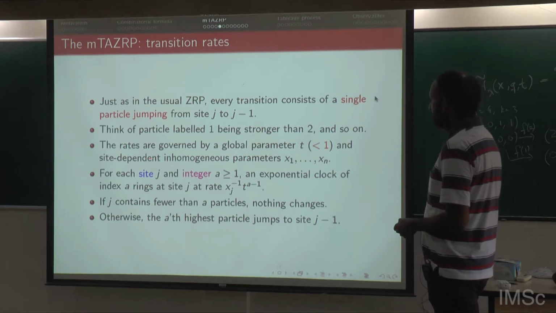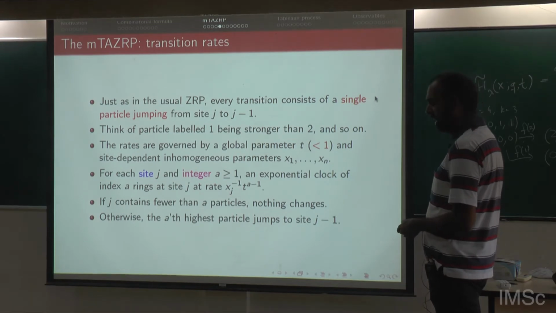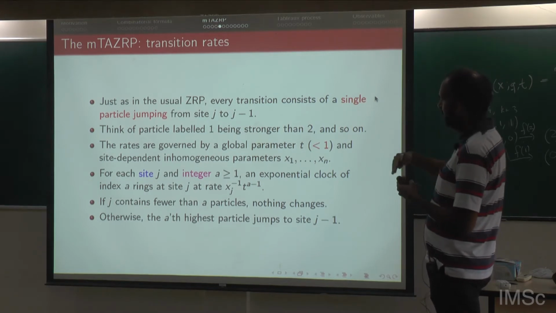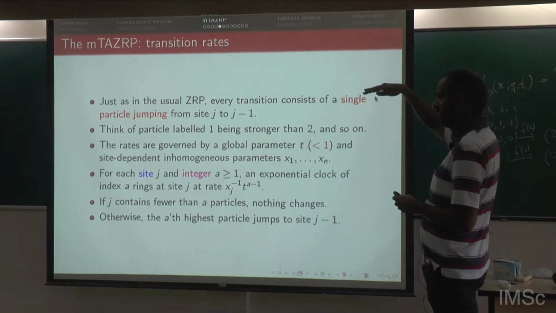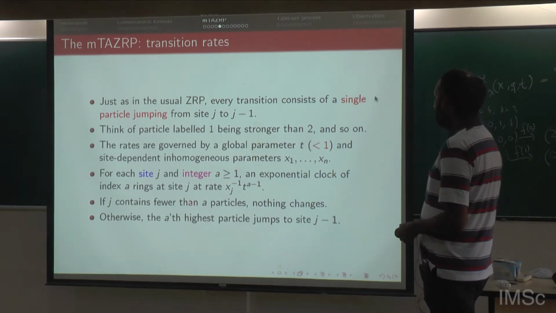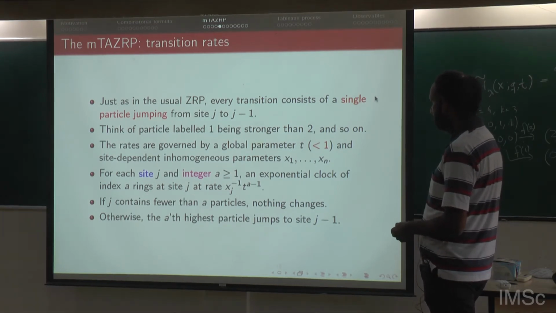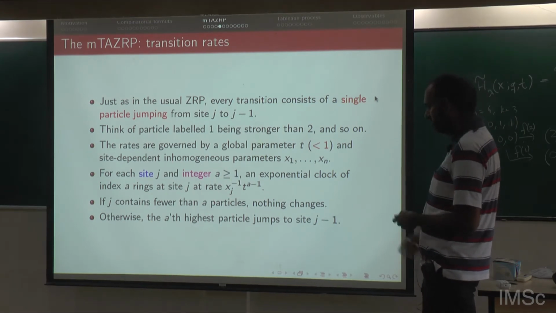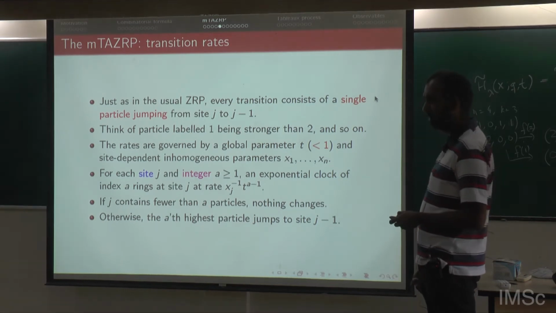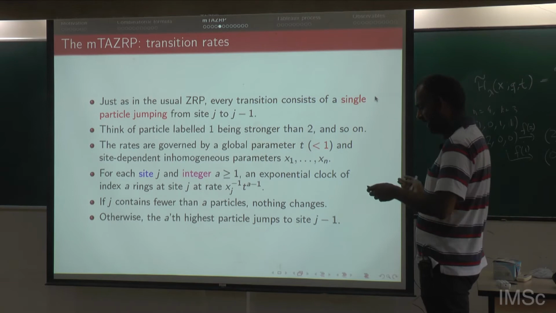Okay, and what it is is as follows. For each site j and every integer a, you have an exponential clock of index a which rings at rate 1 by xj times t to the a minus 1. So at the jth site you'll have a clock which rings at rate 1 by xj, then t by xj, t squared by xj, and so on. When this clock rings, if site j has less than a particles, nothing happens. Otherwise, the ath highest particle jumps to site j minus 1. Highest meaning in natural order, integer order.